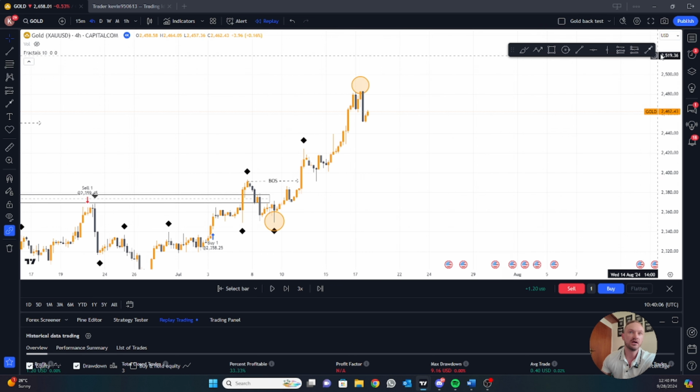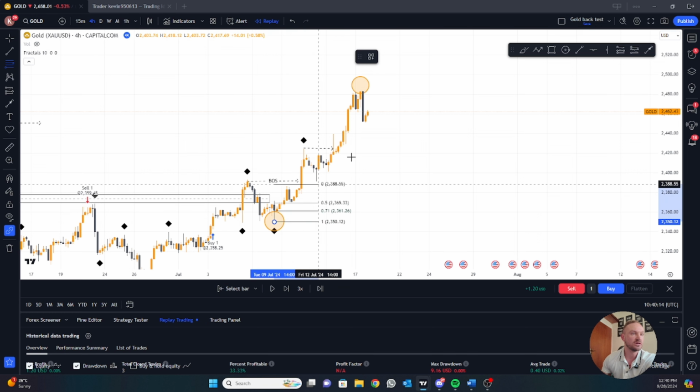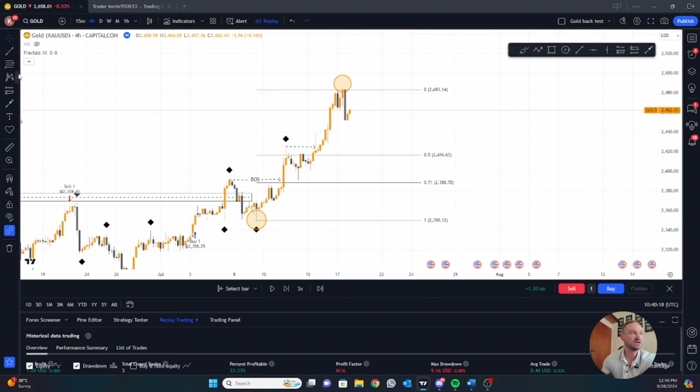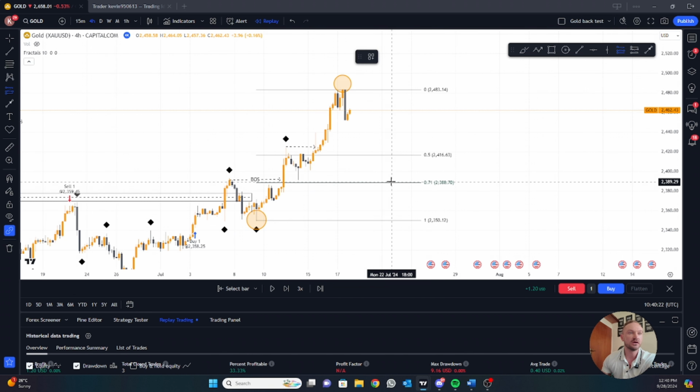So this could be our new high. We have our break of structure right here. I'm going to draw my Fibonacci from this low to this high. If it makes a pullback to 71%, this is where we will enter a long position again.